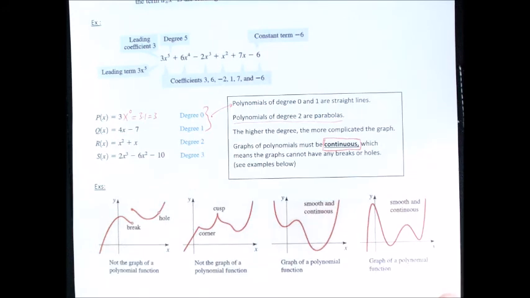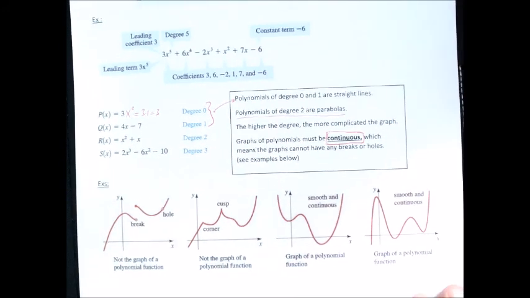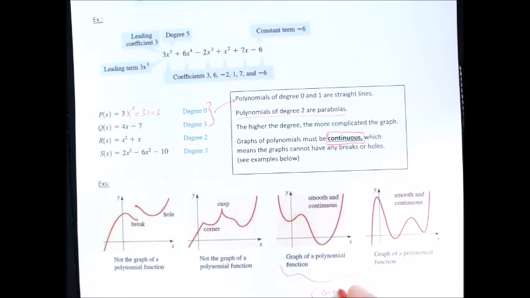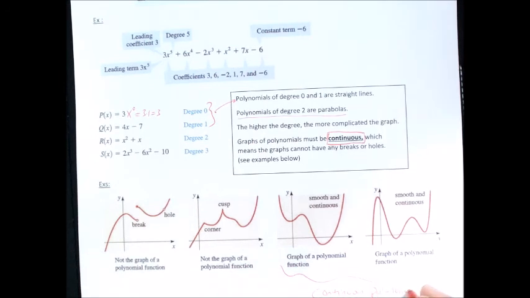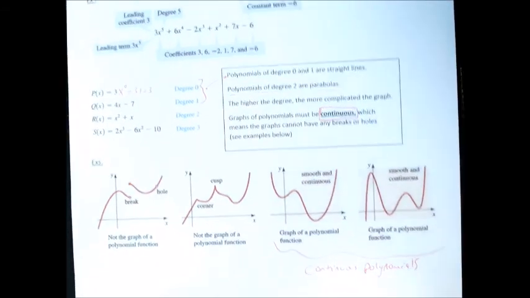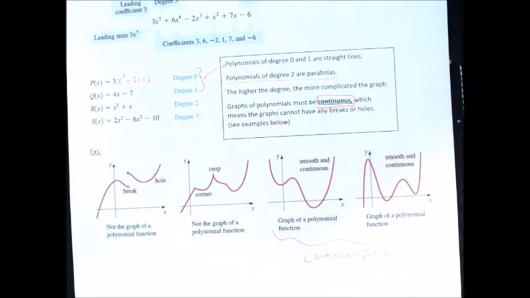And so here are some examples of things that are and aren't polynomials. We can see that the things on the right certainly are polynomials because they're continuous and they don't have any jumps or breaks or anything like that. So these things on the right are continuous polynomials. The things on the left are not polynomials.